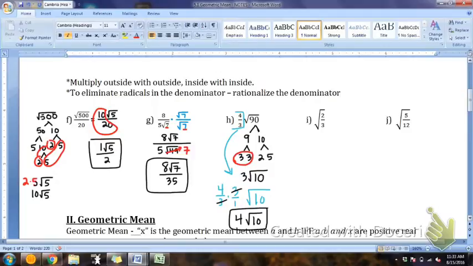Okay, what's the first thing I need to do with letter I? Look at the one right above it, letter D, or letter B, I'm sorry. Example B. What did we do first? Okay, we split it, right? Square root of 2 over square root of 3.